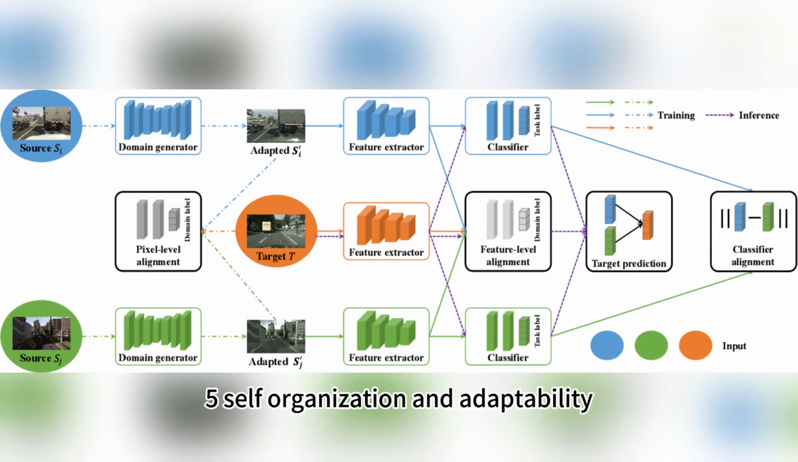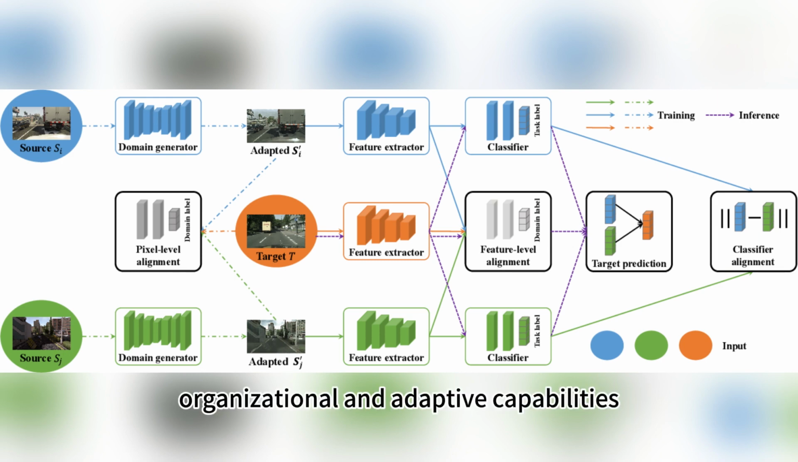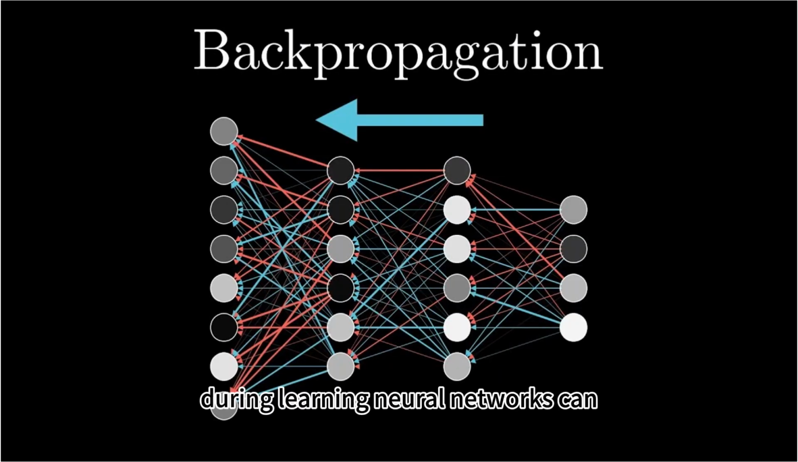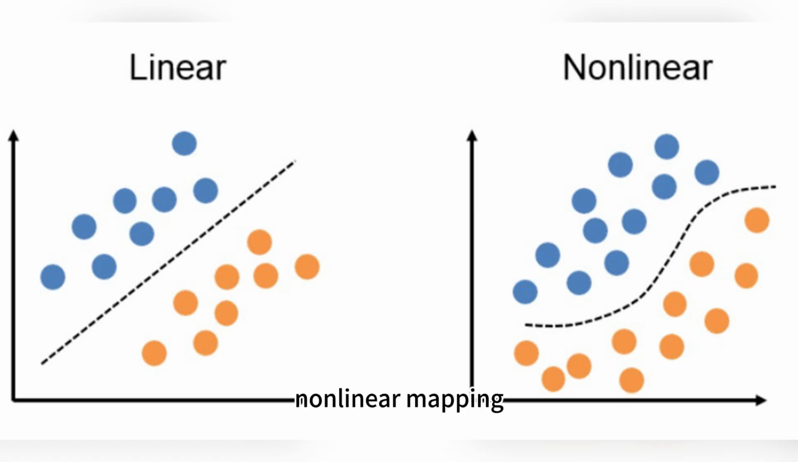5. Self-organization and adaptability. Connectionism systems possess self-organizational and adaptive capabilities. During learning, neural networks can autonomously adjust connection weights to adapt to different input patterns without explicit programming. 6. Nonlinear mapping.